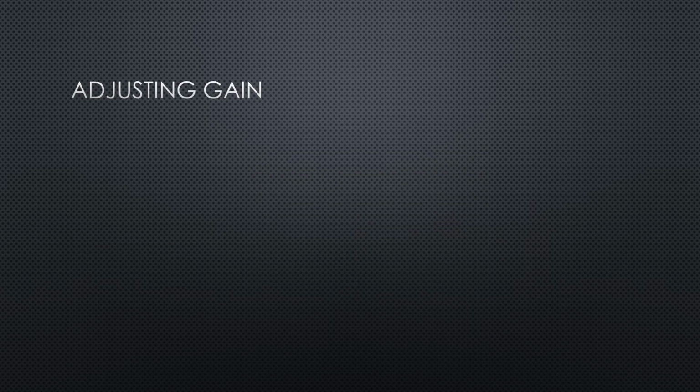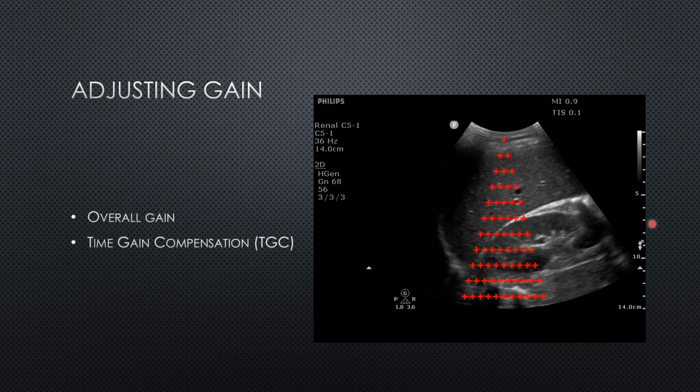So there's two different ways that we can manipulate or otherwise adjust gain. We have your overall gain, and then you have time gain compensation. We're going to pull this image back up just to demonstrate what I mean by each one. Overall gain basically means I want to add gain to every single level all the way down, right? I'm not going to belabor the point and go through all of them, but that's overall gain. You're adjusting all the way down, you're adding gain.